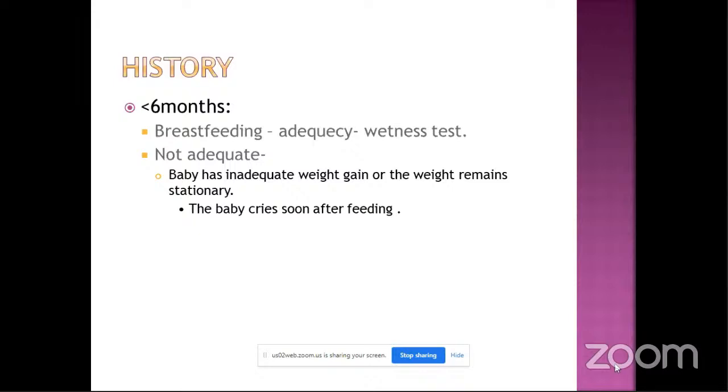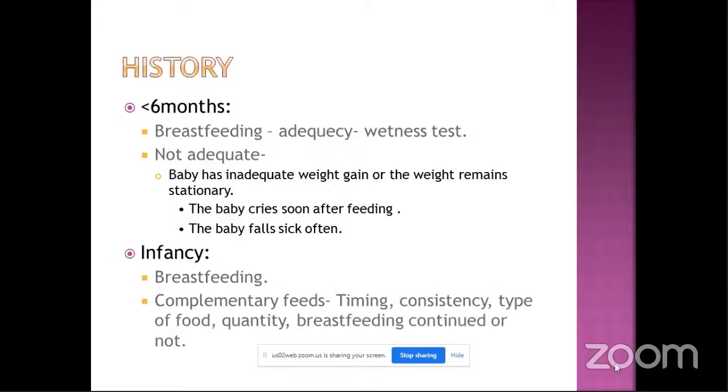So the need for top feed is not required. This will actually decrease the anxiety of the mother. If the mother doubts that the child is not getting adequate breastfeeding, then we can examine these things so that we will get to know the breastfeeding status, whether the adequacy of the breastfeeding is there or not. If it is inadequate, then the child's weight gain or the weight remains static, and this history will point out to you. That is, the child cries soon after the feeding and falls sick very often.